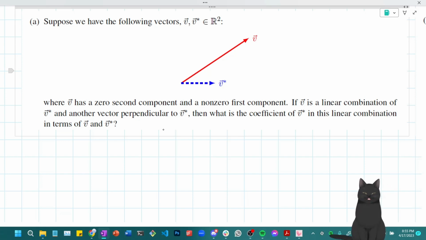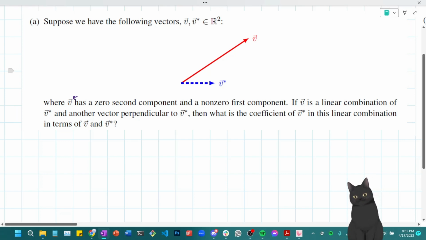So, let's look at question A. Suppose we have the following vectors, v and v star, where v star, here's a typo, has a 0 second component and a non-zero first component. Write down the information we just got. V star is equal to v1 star, 0.